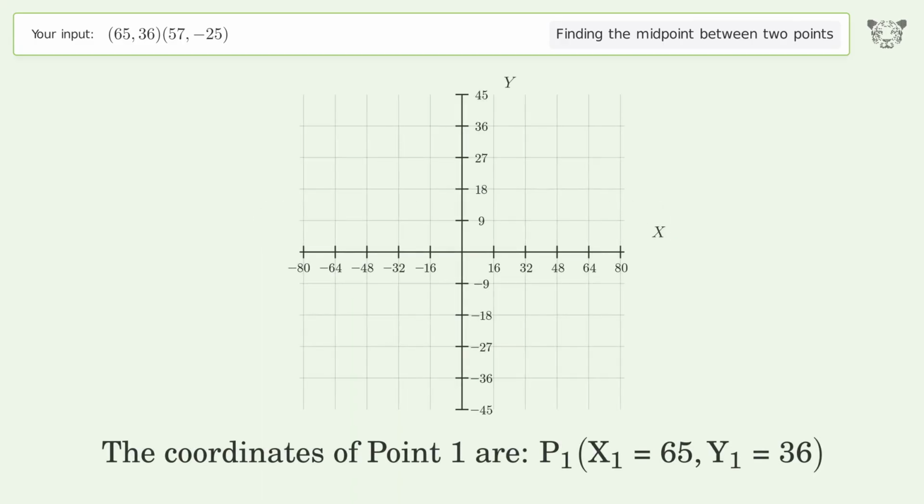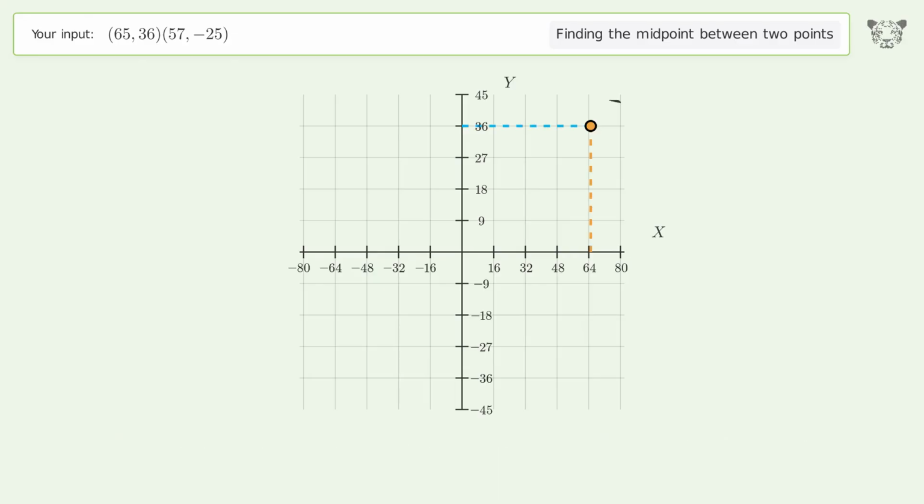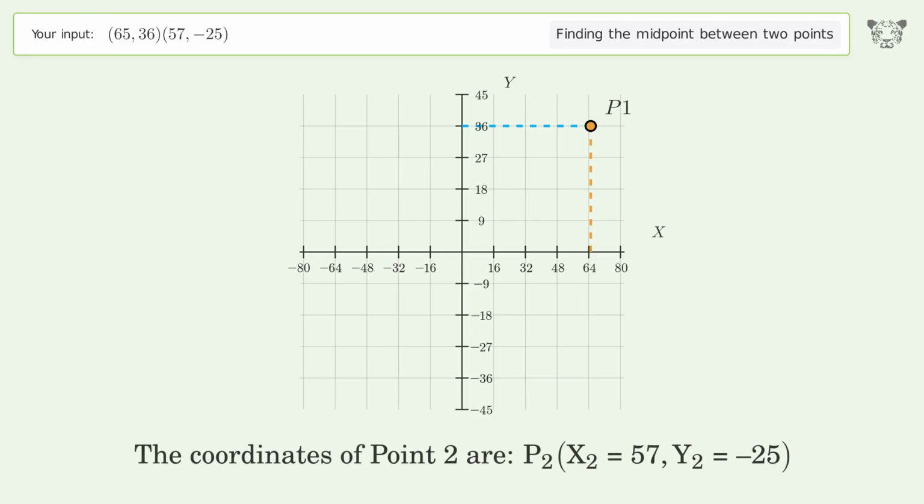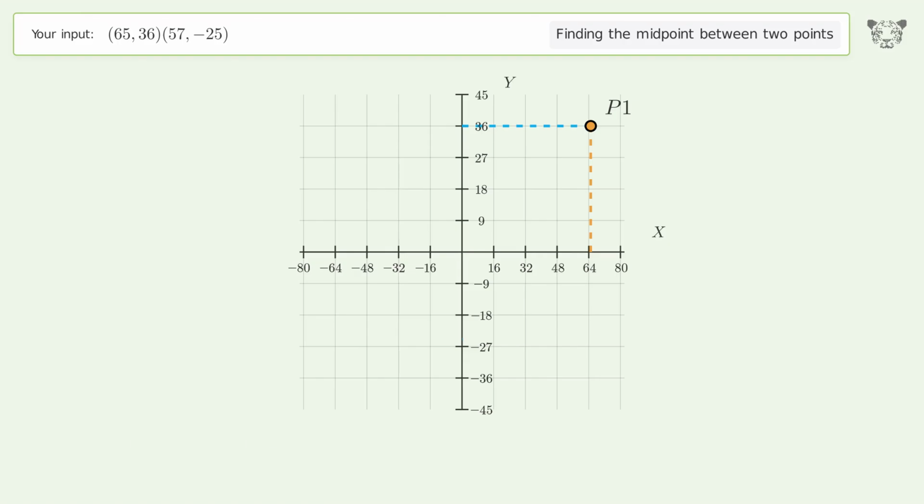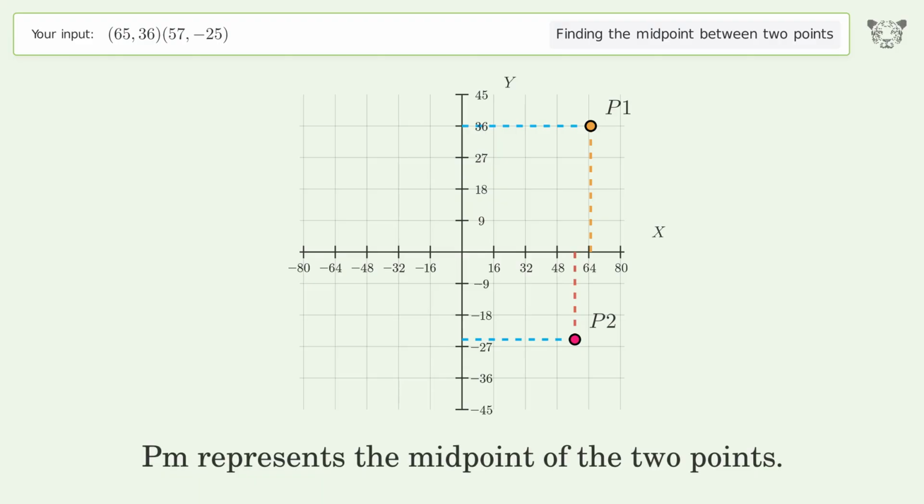The coordinates of point 1 are, x1 equals 65, y1 equals 36. The coordinates of point 2 are, x2 equals 57, y2 equals negative 25. PM represents the midpoint of the 2 points.